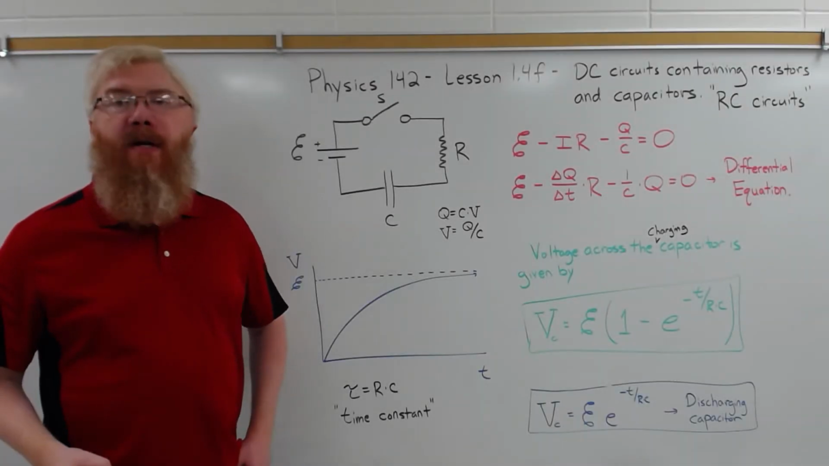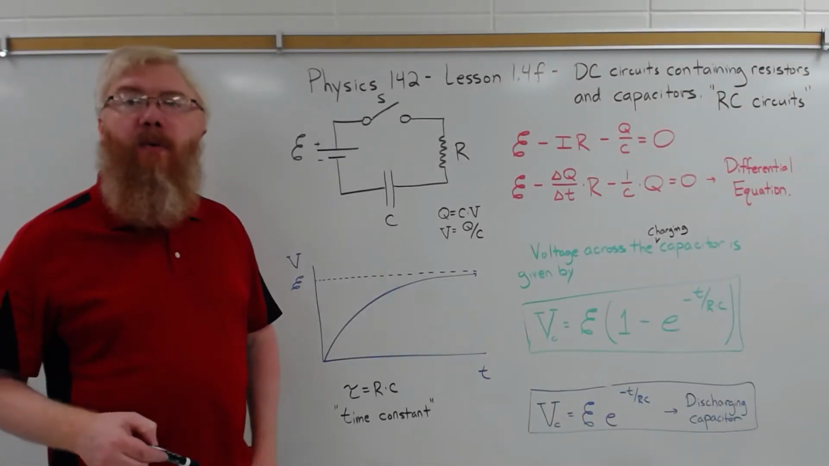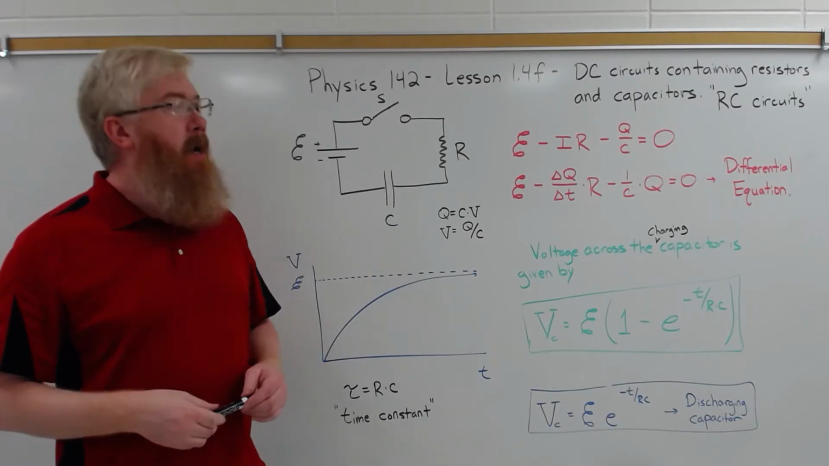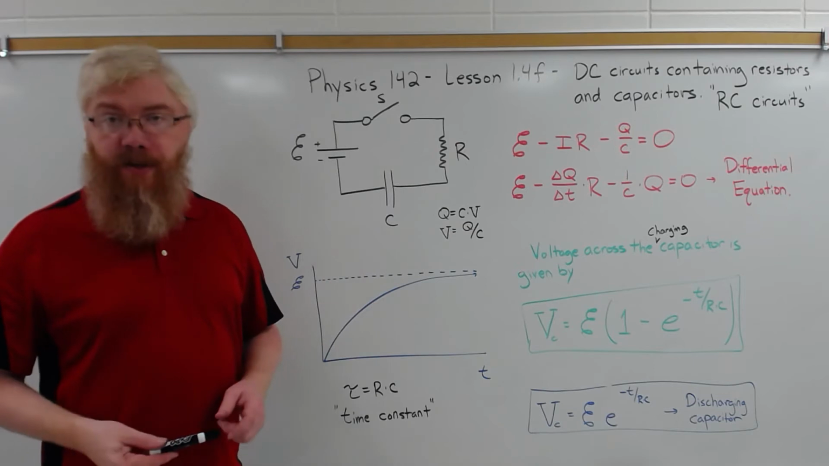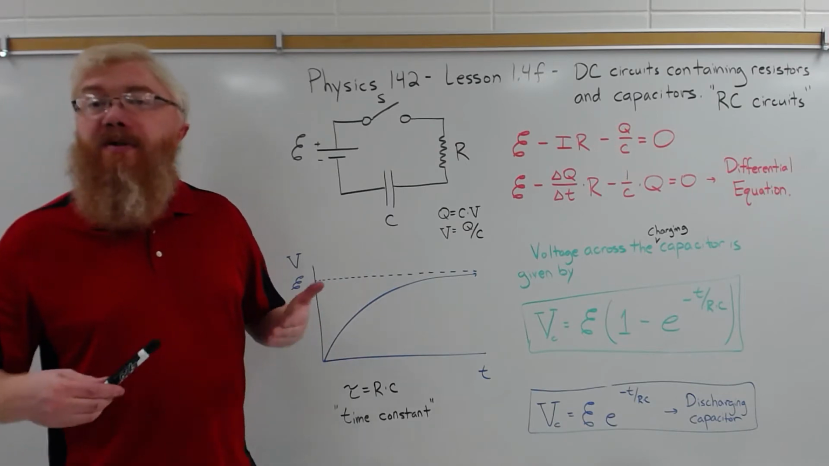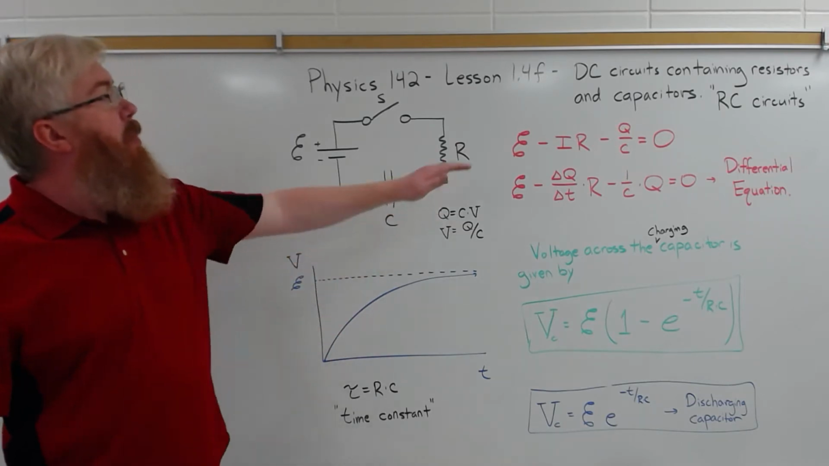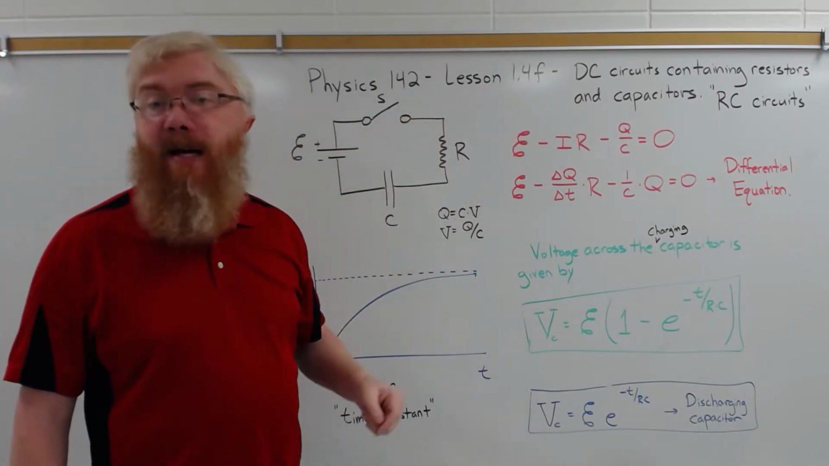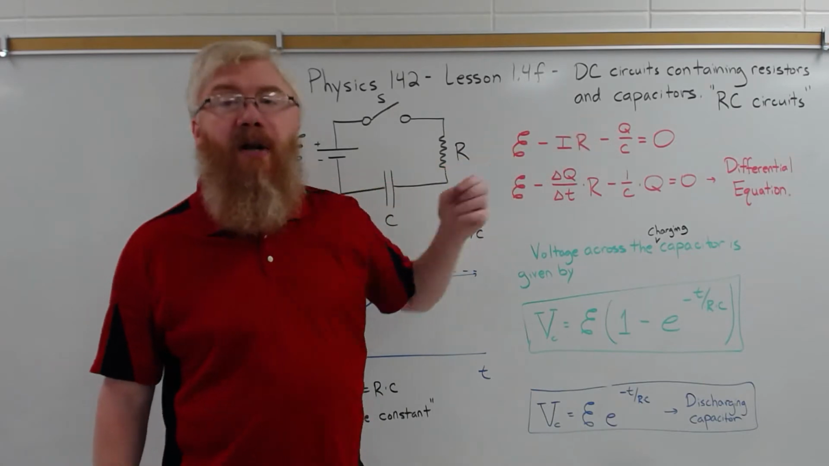We talked about circuits containing capacitors when we talked about electric fields and how capacitors can store energy in a circuit. We talked about circuits that contain resistors. Now let's combine the two for a simple DC circuit. So we're going to look at DC circuits, or direct current circuits, containing both a resistor and a capacitor, often referred to as an RC circuit.